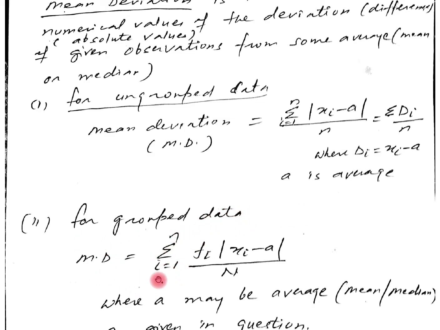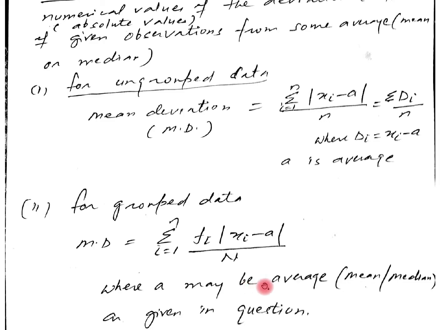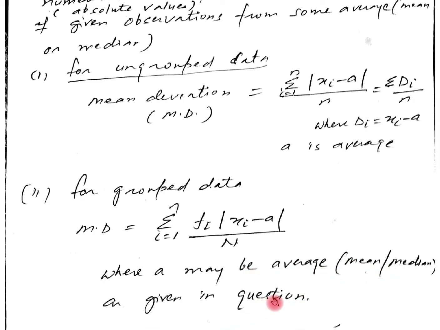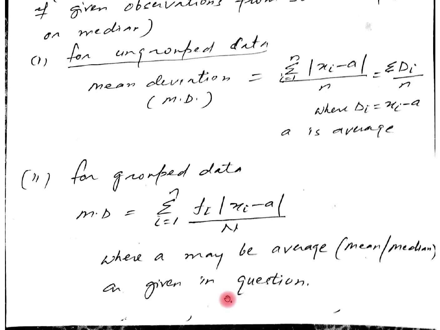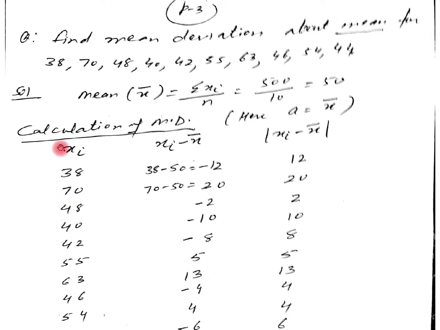Therefore, the mean deviation is sigma i runs from 1 to n, fi into modulus of xi minus a, upon n, where a may be the average, it may be the mean, or it may be the median as given in the question. Let us see its application, then this topic will be more clear when we use it in the question.